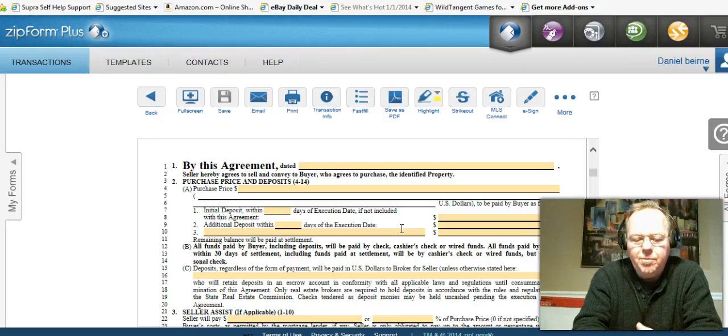Now, I just want to go a little bit sideways here for a second. I've had lots of experiences with telling buyers and sellers that this is what the law is, this is what the contract says, etc., etc.